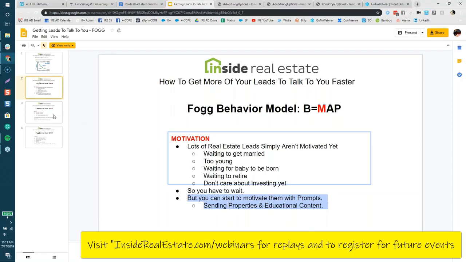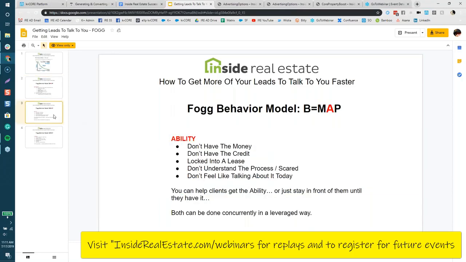So when we look at the A part of the formula here, that's the ability. We actually have ready, willing, and able from real estate school, so we have that ability showing up here again. And ability will be: they don't have the money, don't have the credit, are locked into a lease, don't understand the process, they're scared, and they just don't feel like talking about it today, right? They've got other things going on. Today is not the time they want to talk to you.